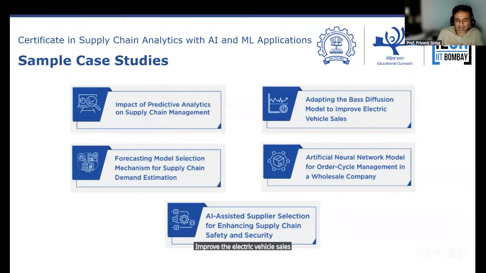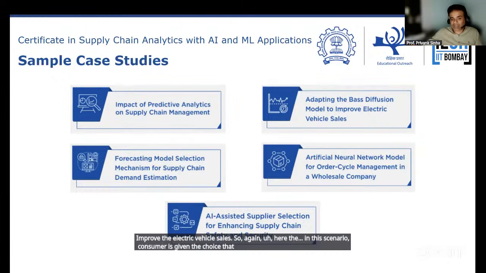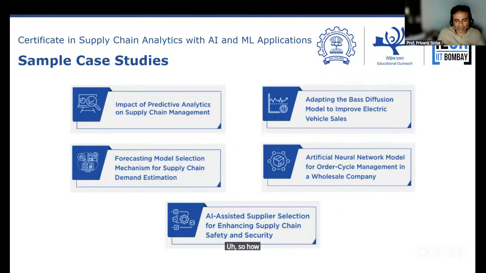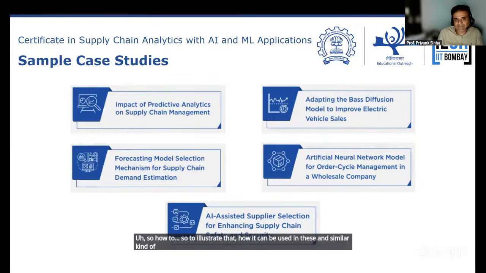So again, in this scenario, the consumer is given the choice that he or she can choose an electric vehicle or a conventional vehicle. So how are those choices made? We can use the Bass diffusion model to illustrate how it can be used in these and similar kinds of situations.